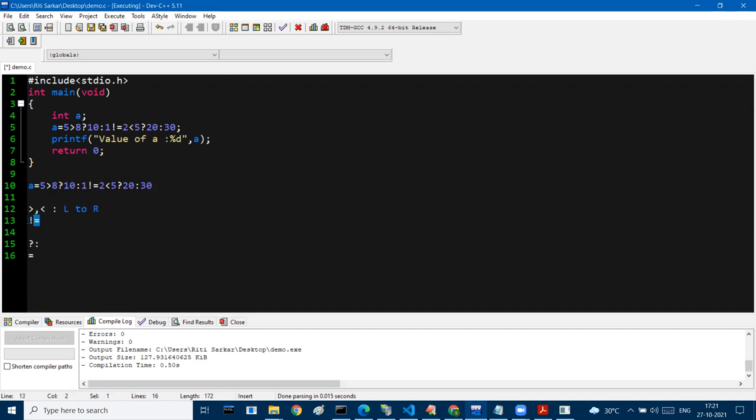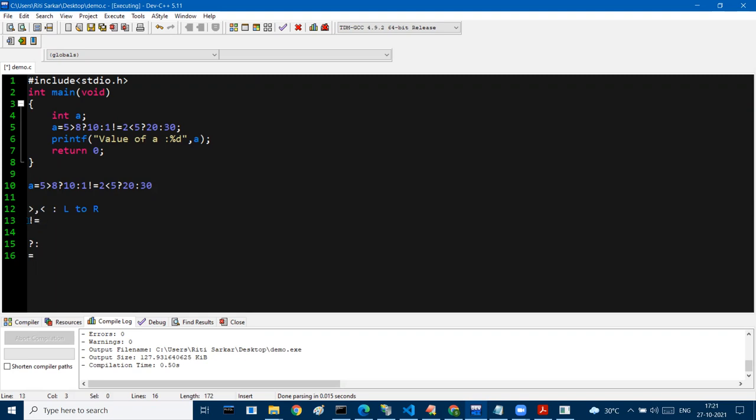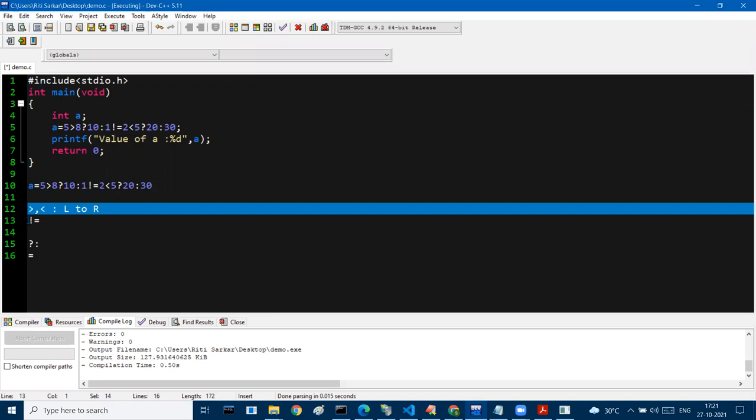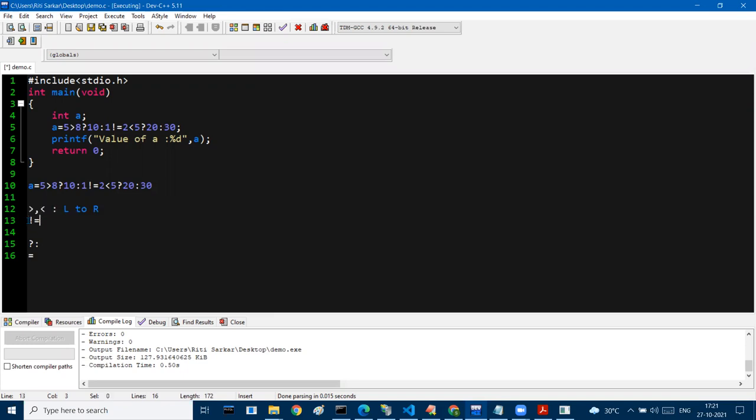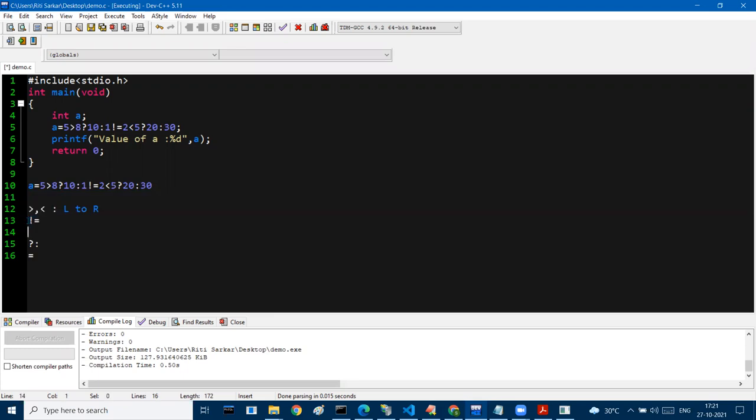Not equal to is yet another relational operator. There are six relational operators, guys. But compared to greater than and less than, not equal to is present in the next level. In the same level, we have greater than, greater than or equal to, less than, less than or equal to. But equal to and not equal to are in the next level among the relational operators. After that, we have the conditional operator.